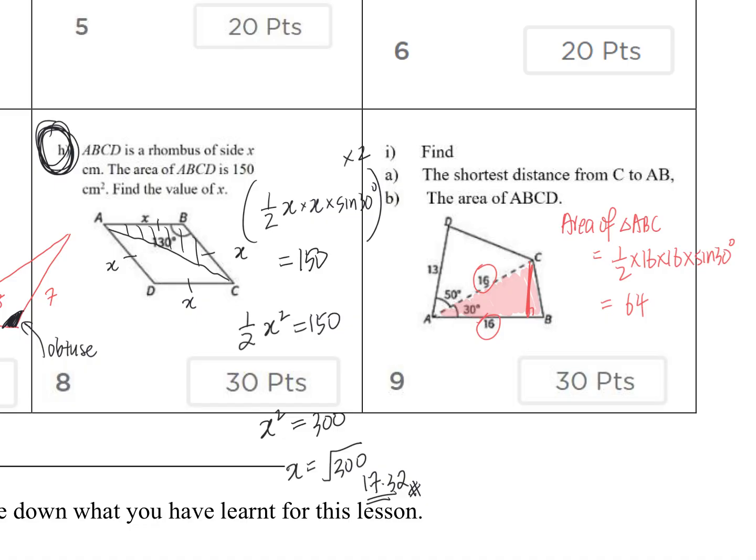But there is another way to look at this triangle. It can be half times base times the height that you are trying to find. So this is also equal to half times 16 times h, which gives 8h. So h is just 8.